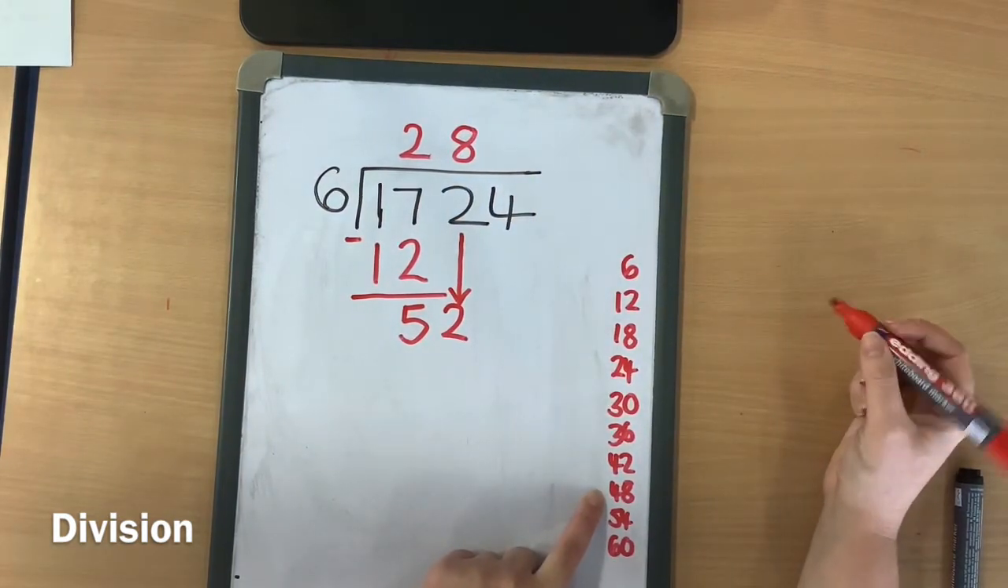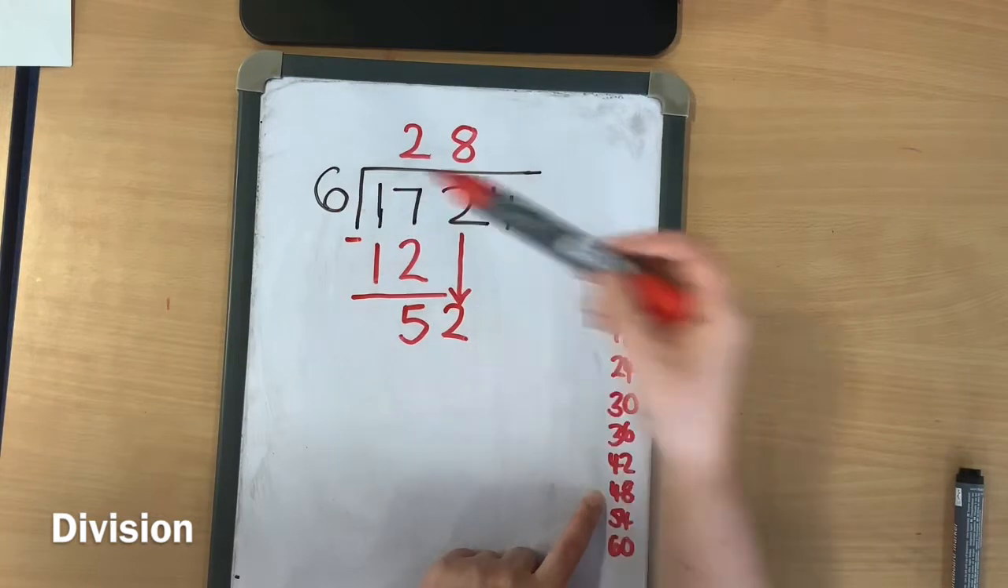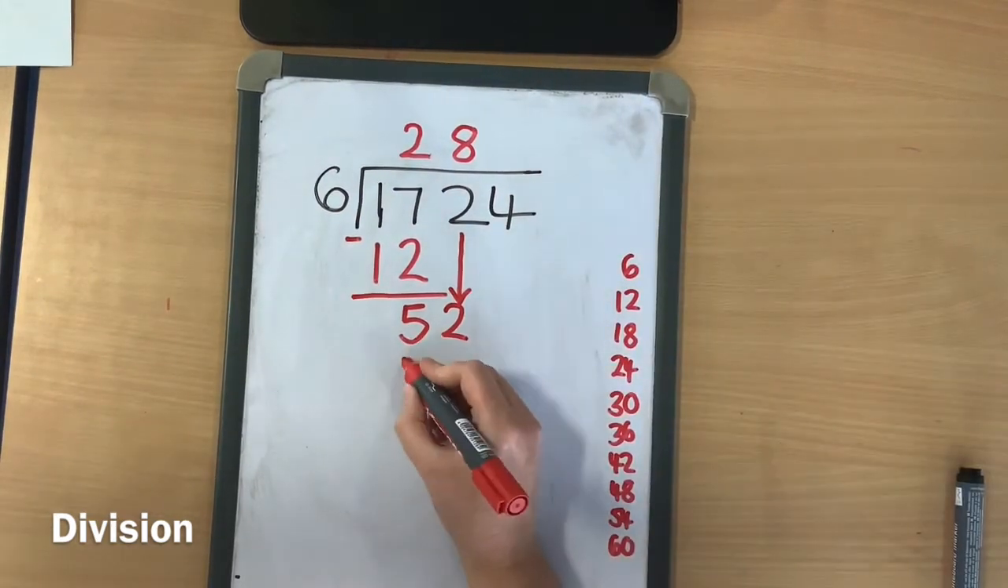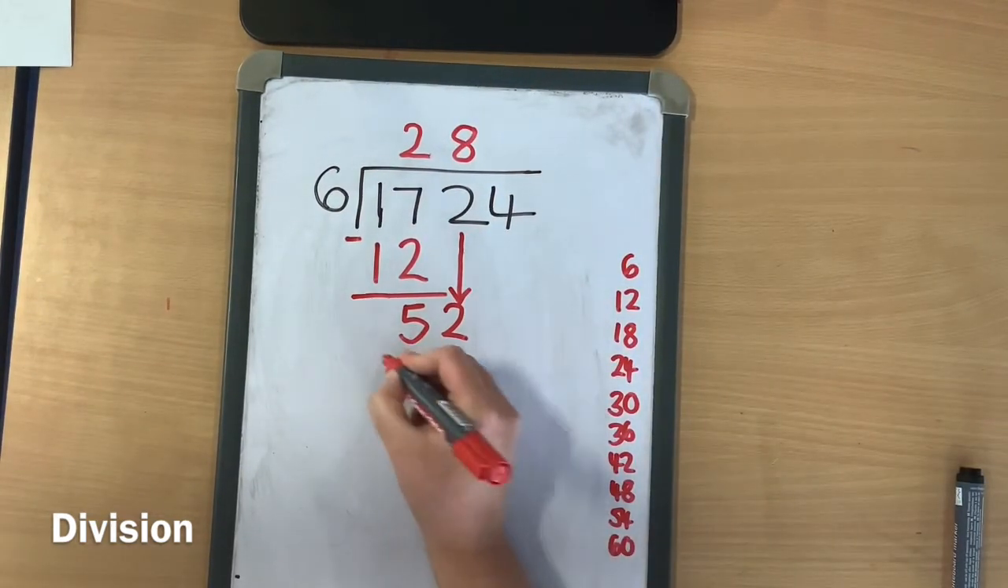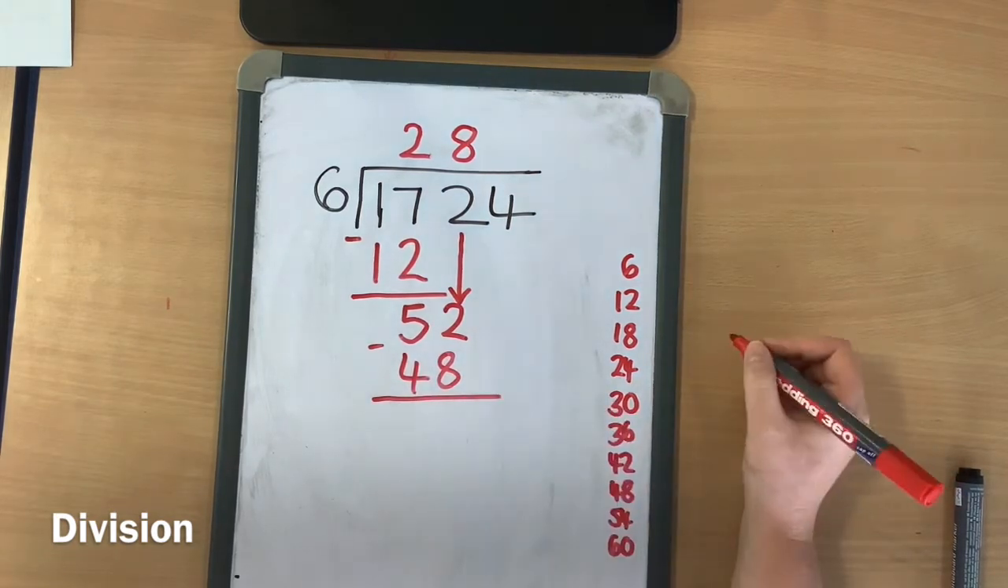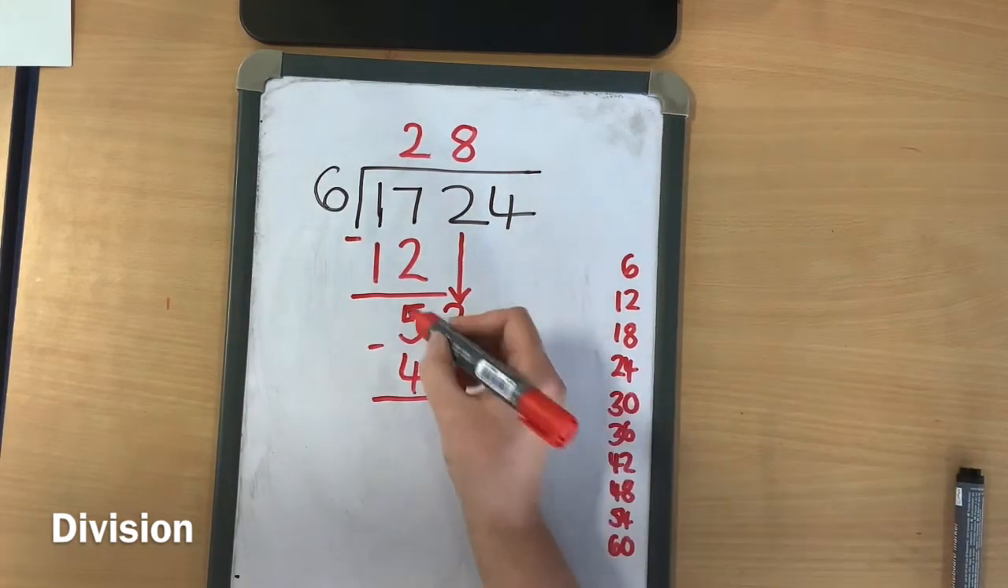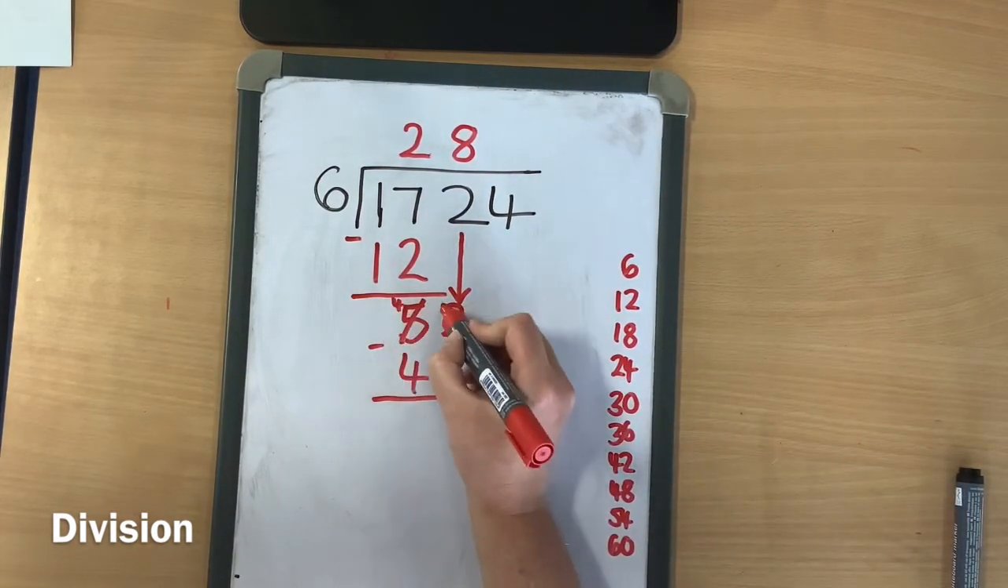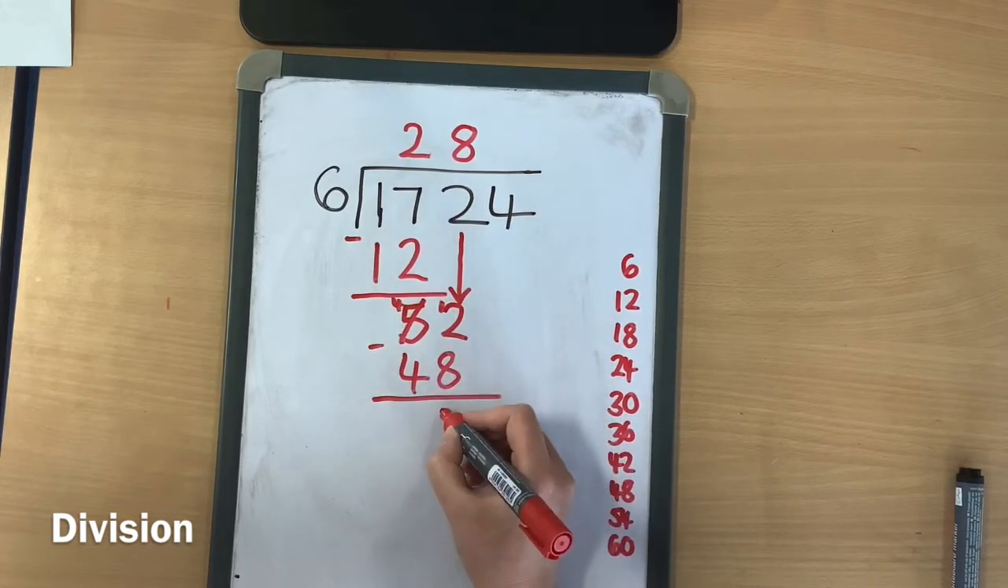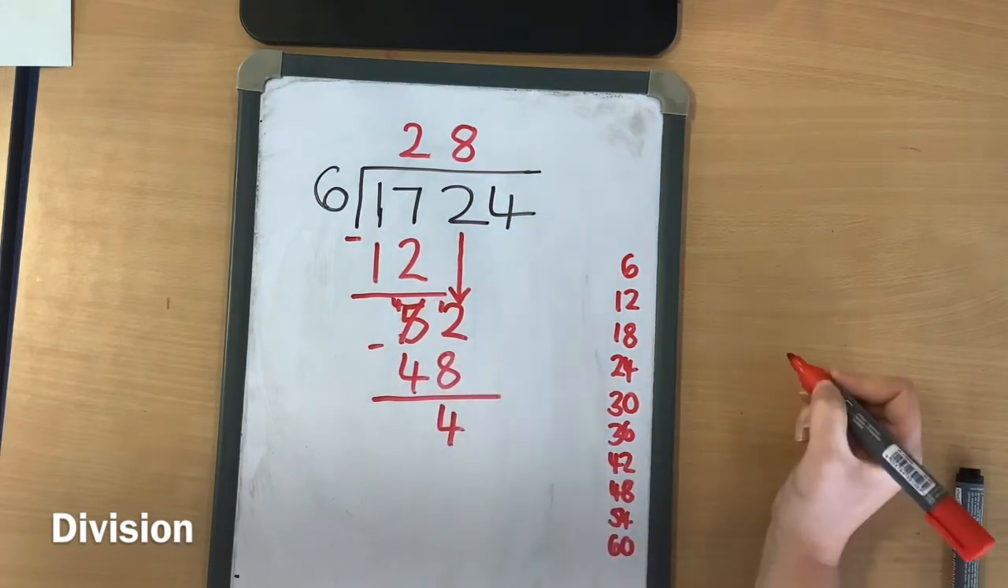After I've done the divide, multiply. So 8 times 6, already got that there, is 48. Okay, then back to our subtract. 52 subtract 48. Okay, need to do some exchanging here. Leaving me with 4.